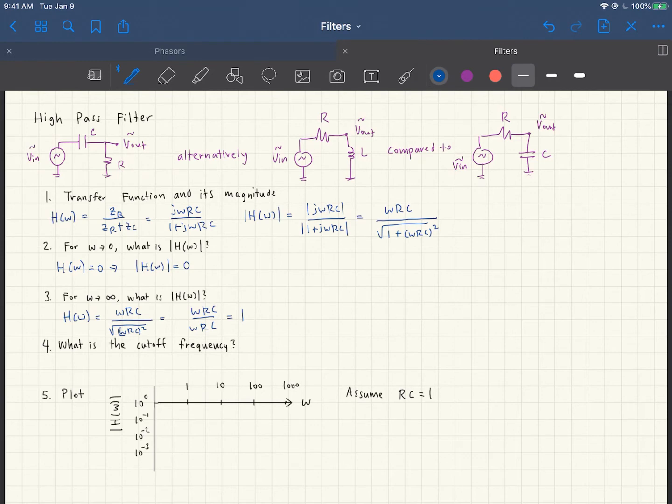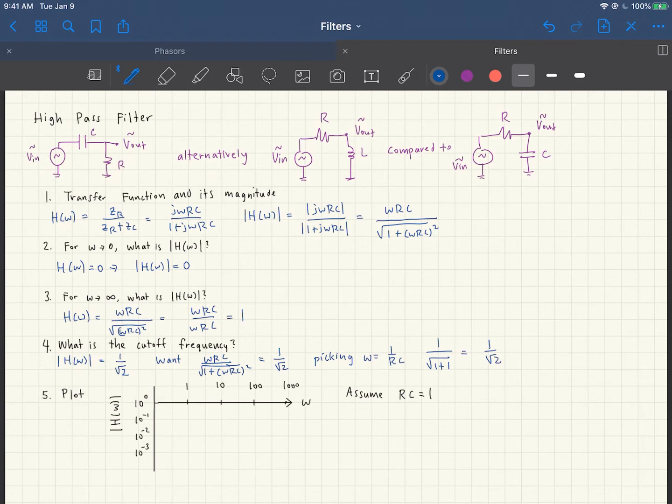For the cutoff frequency, we can do the same thing. We know the maximum is 1, so we want to find the frequency where the magnitude of H of omega is equal to 1 over the square root of 2. This means we want omega RC all over the square root of 1 plus omega RC squared equal to 1 over the square root of 2. It follows that picking omega equal to 1 over RC lets us do this, because if we pick omega equal to 1 over RC, we'll get 1 over the square root of 1 plus 1, which is equal to 1 over the square root of 2.